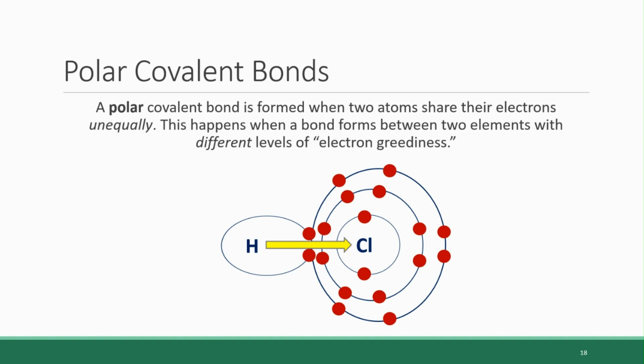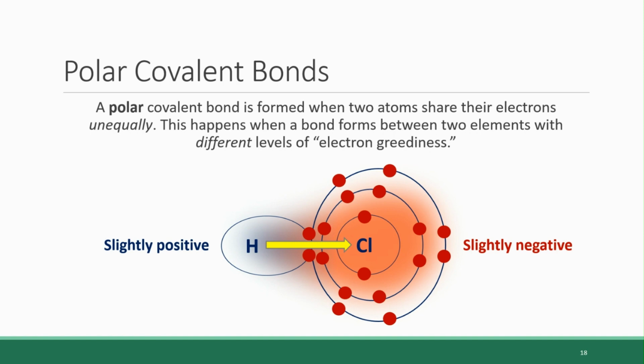When we think about the word polar, what it means is there are two opposite ends, the North Pole and the South Pole. These are the polar opposite ends of the Earth. In this polar bond, there's a positive end and a negative end. This is why we call it polar. And we can see here the slightly positive end on the hydrogen versus the slightly negative end on the chlorine.